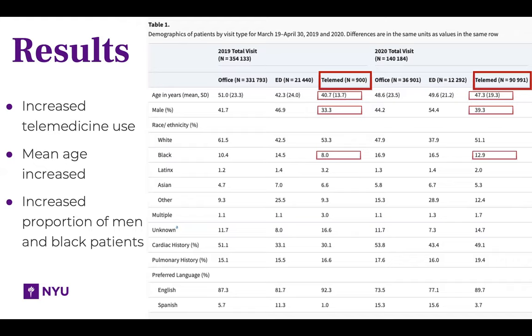So the descriptive results, as I mentioned before, although the total visits decreased in 2020 compared to the same period of 2019, there's a large increase of people accessing care through telemedicine. We also find that the mean age in the population accessing telemedicine has increased from 40 to 47, meaning older people have accessed care through telemedicine. There is also an increased proportion of males in the 2020 population. And interestingly, there is a larger population of Black people accessing care through telemedicine in 2020 compared to 2019. Subgroup analysis has indicated it's mostly driven by the younger and female population.